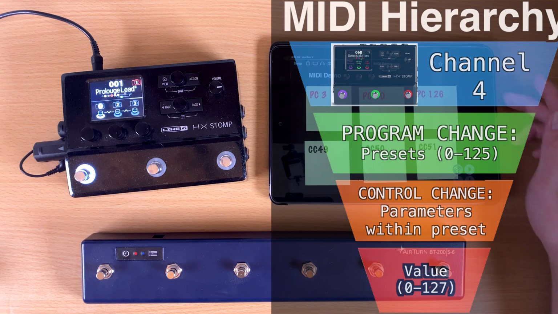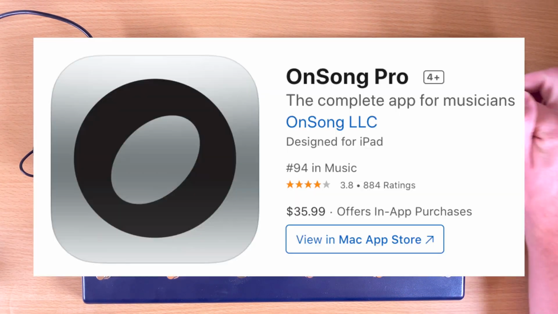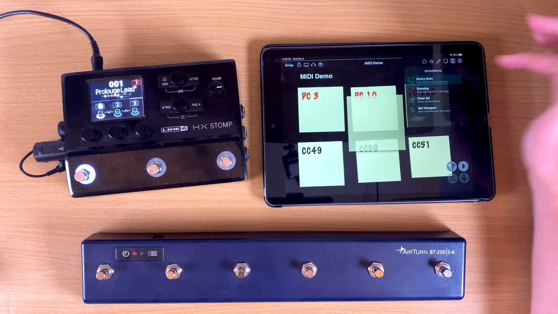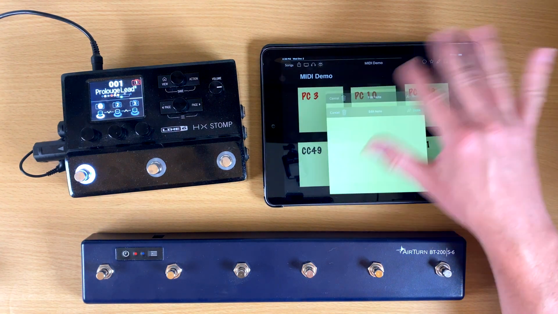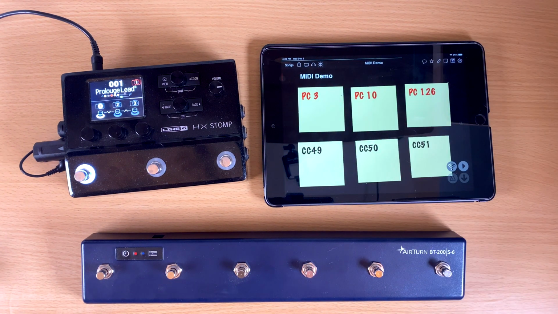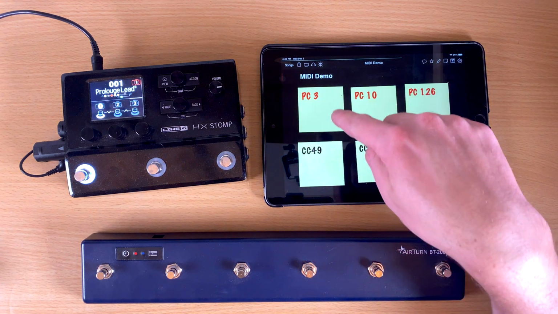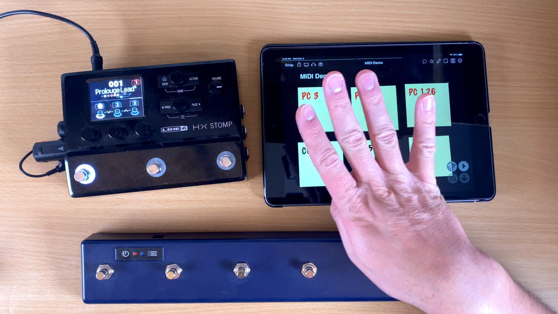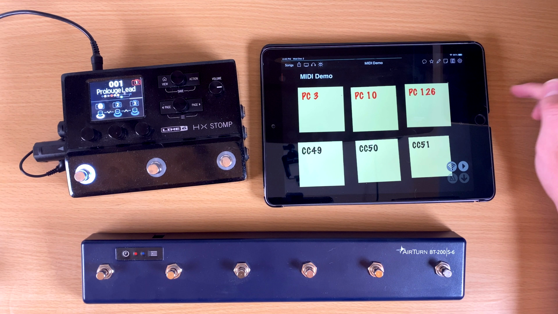Makes sense? So part of the reason why I'm using the iPad is because I'm using an app called OnSong, which is such a cool app, but it has a thing where you can draw, where you can make sticky notes, and you can assign those sticky notes to do whatever you want when you press them. So I've already set this up ahead of time. So when I have this one set to send program change 3 as a message on only channel 4, send program change 3, program change 10, and program change 126.